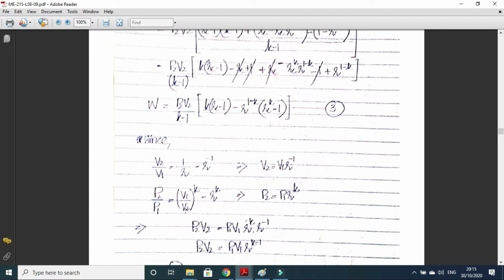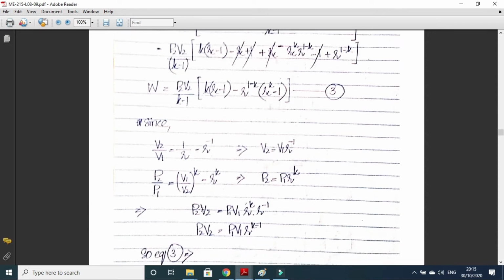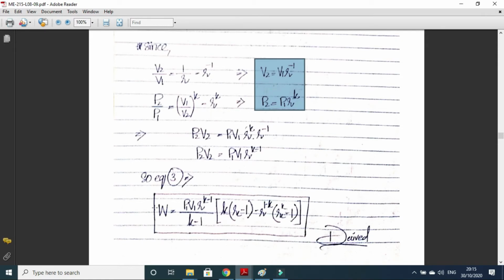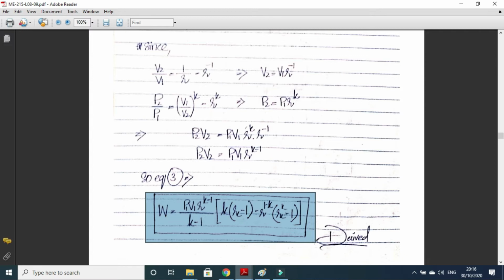P2 upon P1 is equal to V1 upon V2 to the power K, R to the power K. So P2 will be equal to P1 R to the power K. So we can replace V2 and P2 here. So P2 V2 will be equal to P1 V1 R to the power K, R to the power minus 1. You can see here, R to the power K and R to the power minus 1, base same, powers will be added, R to the power K minus 1. So we can replace P2 V2 with P1 V1 R to the power K minus 1 in this expression. So we have derived the simplified expression for the net work of the diesel cycle.